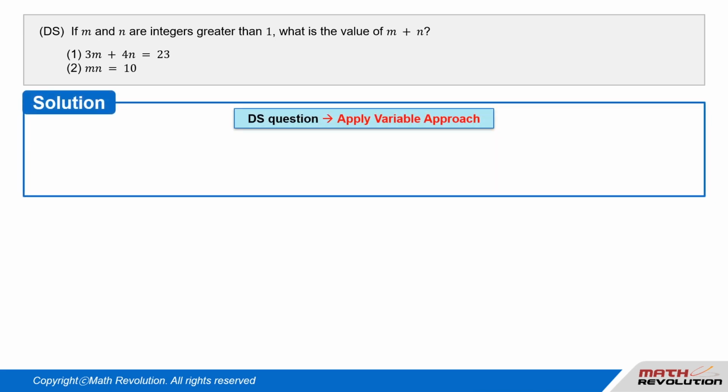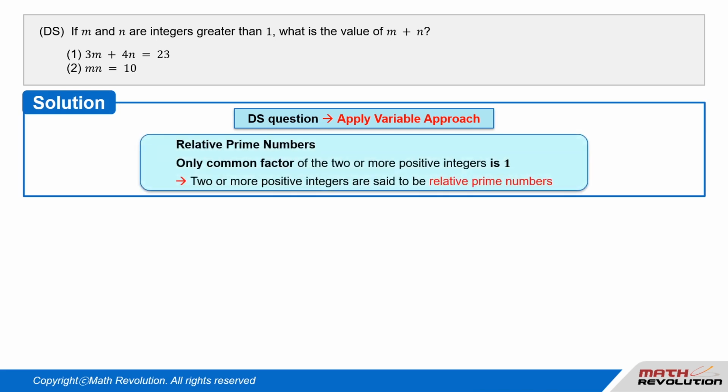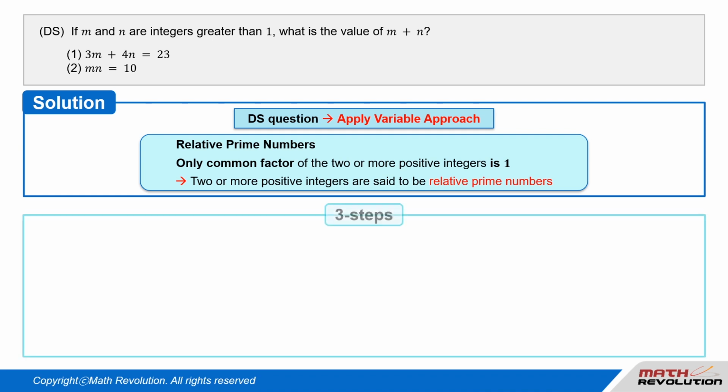Solution. Let us solve this DS question using the variable approach. Relative prime numbers. Two or more positive integers are said to be relative prime numbers when the only common factor of the two or more positive integers is 1. Let's apply 3 steps of variable approach.